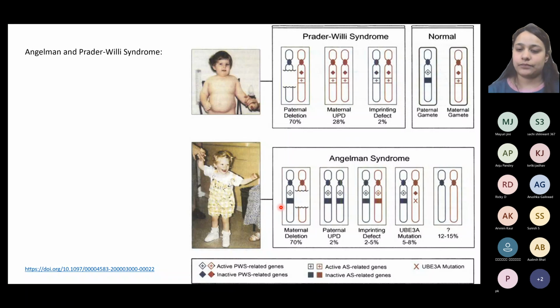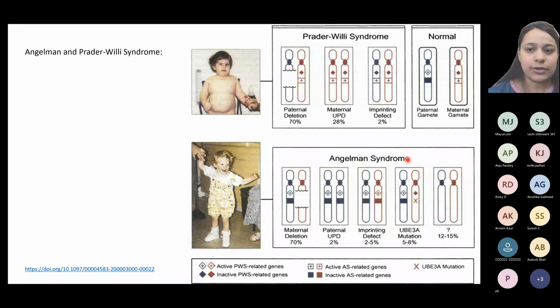All right. So these are certain causes of Angelman syndrome. It could be due to maternal deletion, paternal uniparental disomy, an imprinting defect, or a mutation in the gene UBE3A. There is also a 12 to 15% chance of Angelman syndrome occurring where the cause is unknown, so that has been marked with a question mark over here. These are basically the causes of Prader-Willi syndrome or Angelman syndrome.